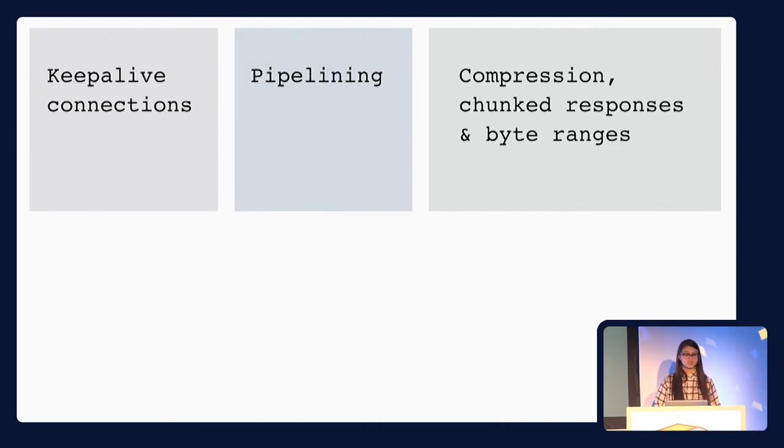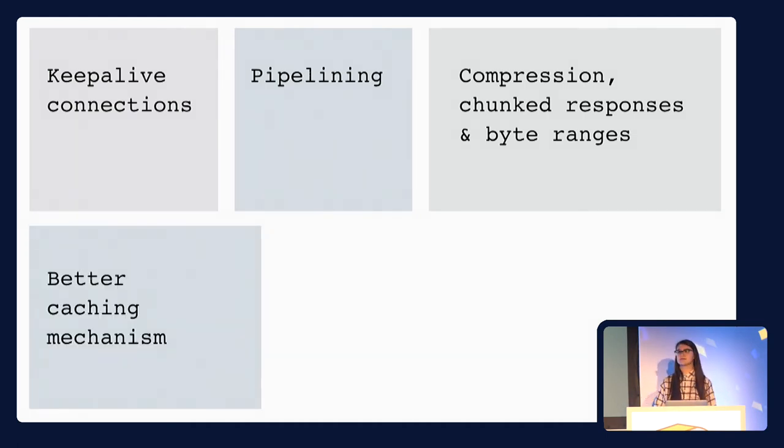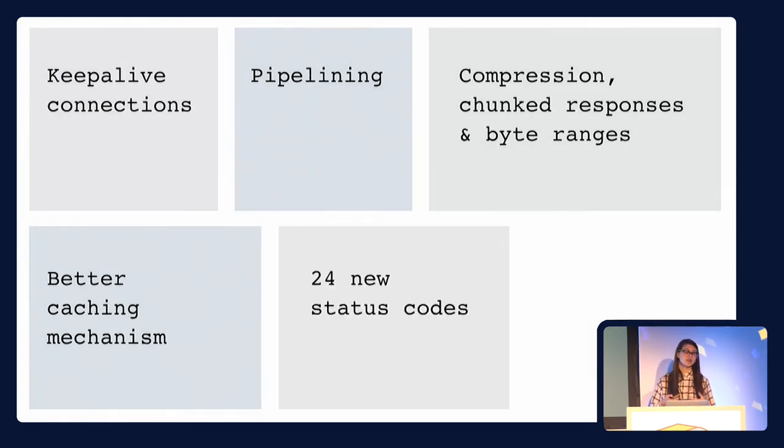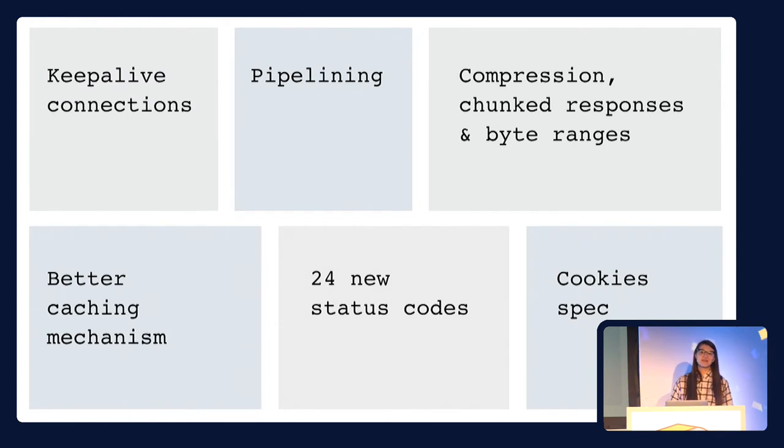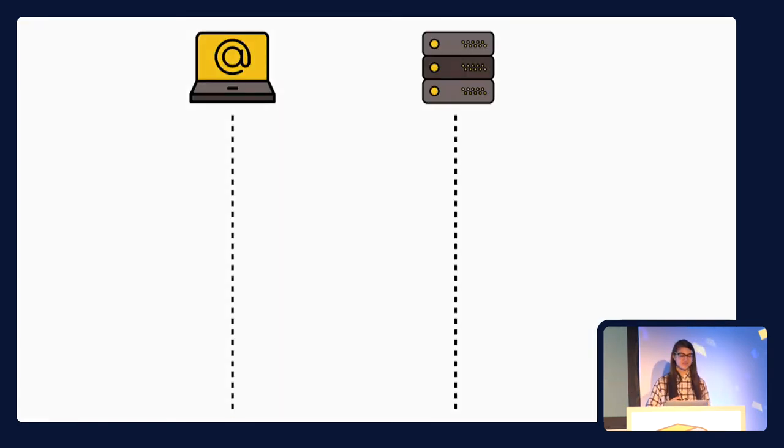Also pipelining, which helps the parties to break from the strict request-response cycle, and we'll be talking about that a bit later. There's no more Pragma, there are much better, more flexible caching mechanisms to improve performance. There are 24 new status codes, like the one we've seen, 206 Partial Content. And we got cookies because we wanted to make our apps stateful.